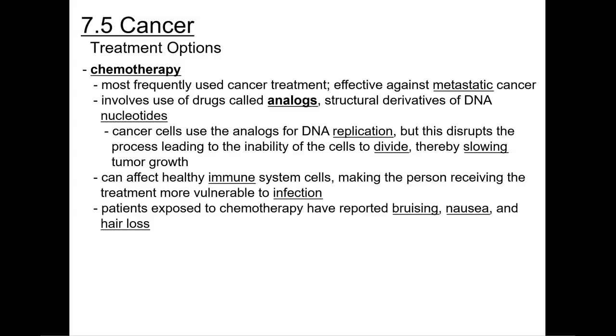You can treat it with chemotherapy. This is going to be the most frequently used cancer treatment. It's effective against metastatic cancers. It involves the use of drugs that are called analogs. And what they do, they're structural derivatives of DNA and nucleotides. So with these, the cancer cells are going to use the analogs for DNA replication, but it's going to go in and disrupt the process, leading to the inability of these cells to divide. Therefore, once they stop being able to divide, it's going to slow the tumor growth.